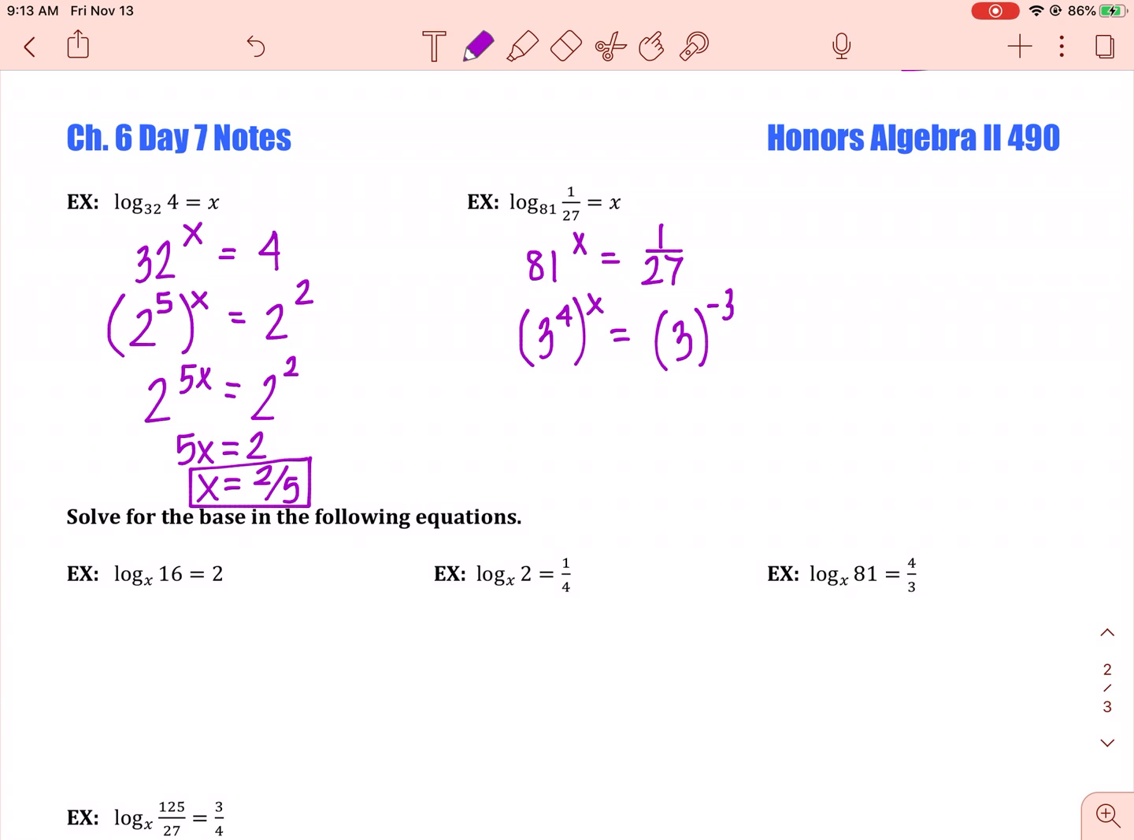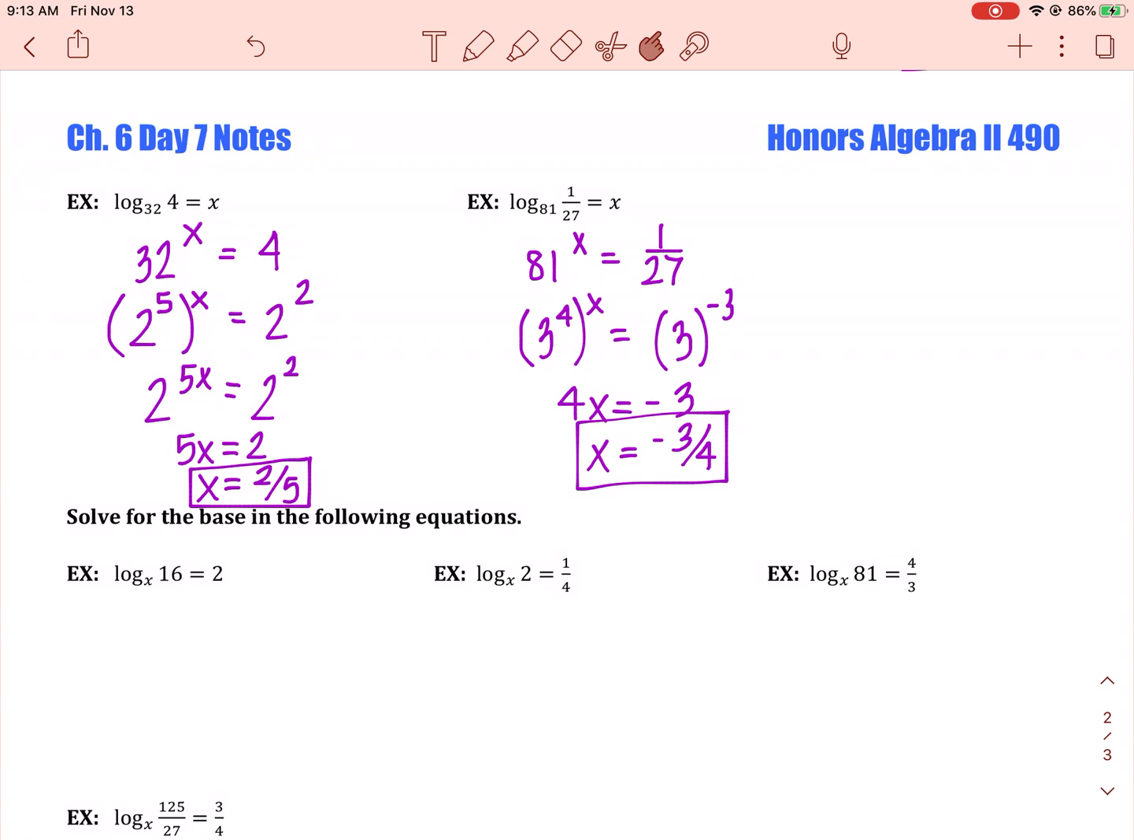Notice because it's 1 over 27, it was in the denominator. Move it up to the numerator so that you have those common bases. You have 3 raised to the 4x equals 3 raised to the negative 3rd. Equal bases, equal exponents. Okay. Hopefully you did good on that. If you made any mistakes, please correct.